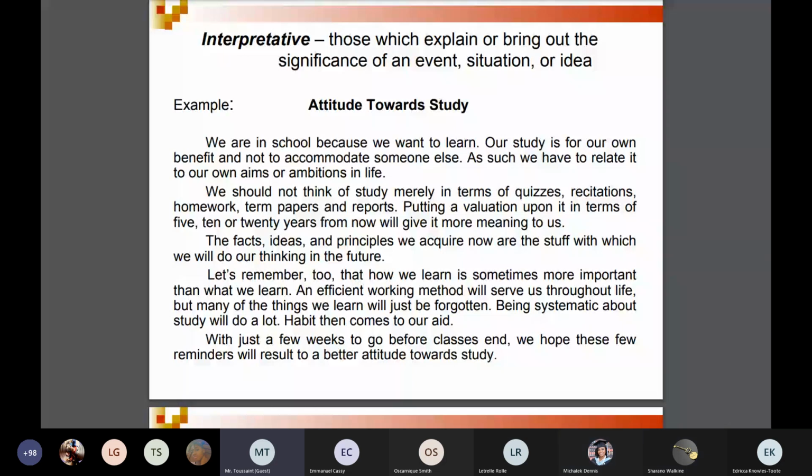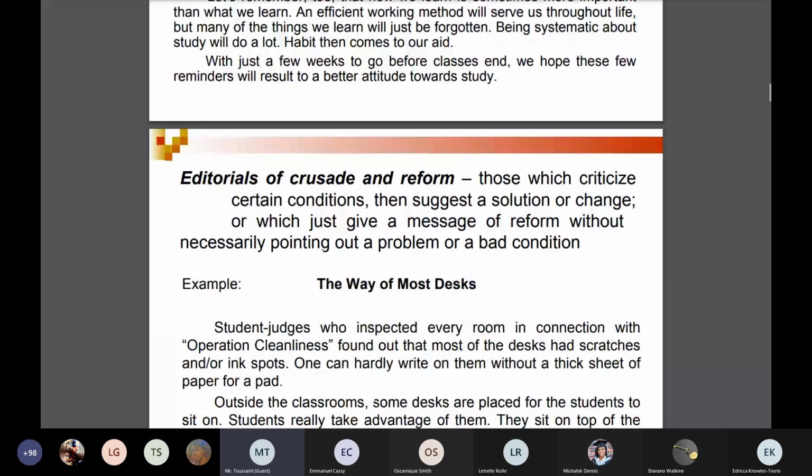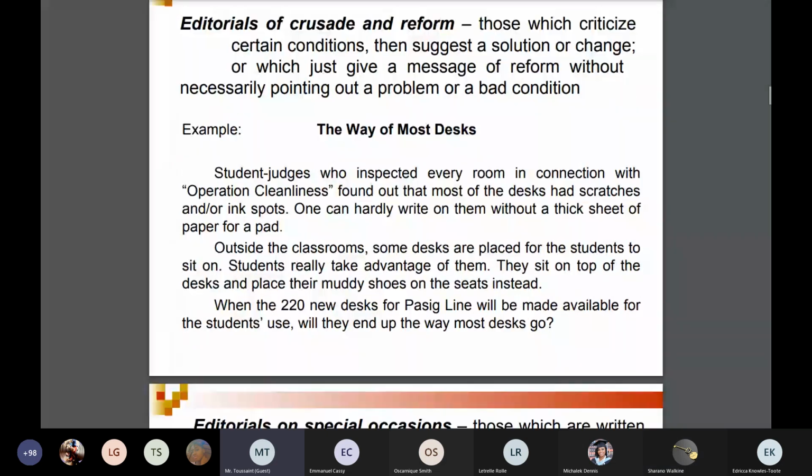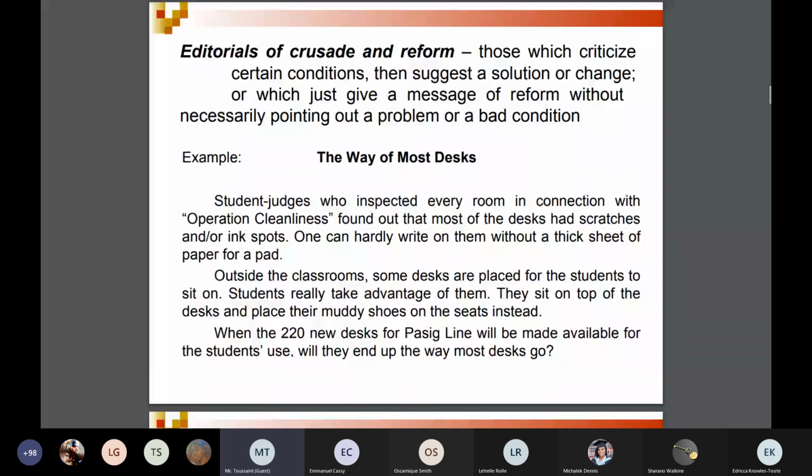All right. So definitely we see the importance of our attitude towards education itself. And moving on, I think this will be one of the last examples I deal with right now: editorials of crusade and reform, those which criticize certain conditions, then suggest a solution or change, or which give a message of reform without necessarily pointing out a problem or a bad condition. Some of them criticize, as we will see. There are four main types.